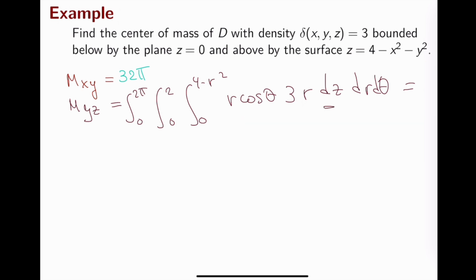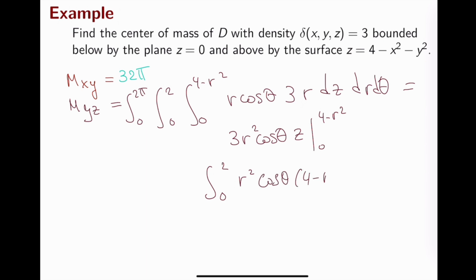Observe that this is all a constant with respect to z, so then we're going to have here 3r squared cosine theta, and so z evaluated between 0 and 4 minus r squared. So when we do this evaluation, we end up having the integral between 0 and 2, right? This integral here of, and when we do the evaluation, we get here r squared times 4 minus r squared dr. And then the integral between 0 and pi of cosine theta d theta.